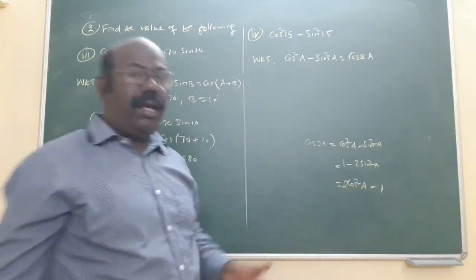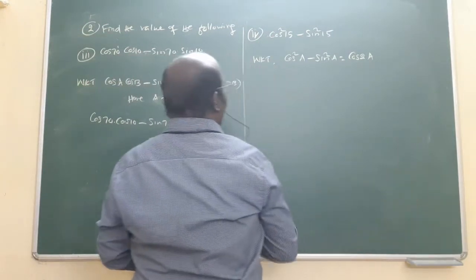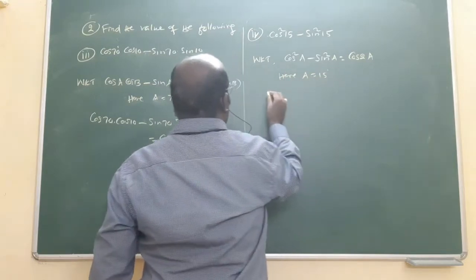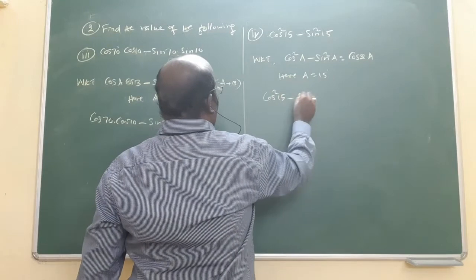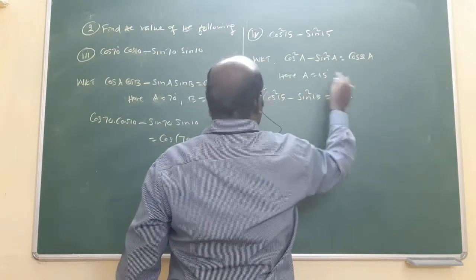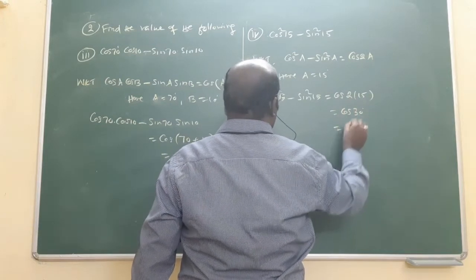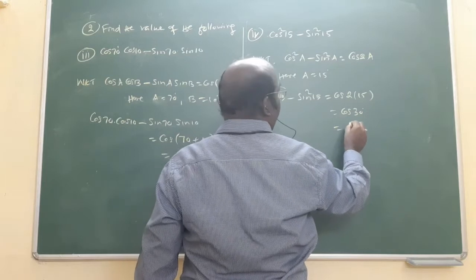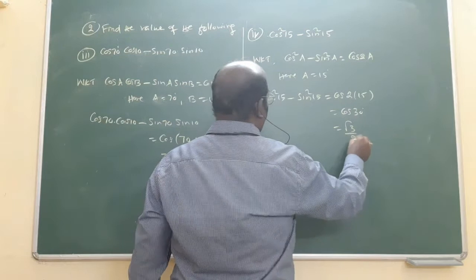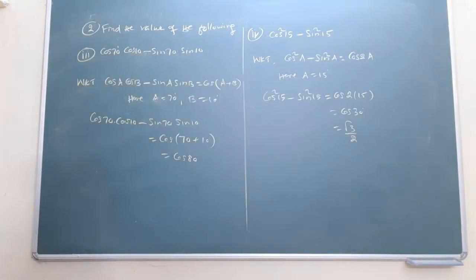Out of the 3 formulas, I am using the first formula. What is the reason? The question involves cos square and sin square. Here, A is only 15 degree. Therefore, cos square 15 minus sin square 15 is equal to cos of 2A, where A is 15, so cos of 2 into 15, which is 30 degree. Cos 30 is root 3 by 2, the answer. Am I right? Anyway, you must follow the formula clearly and you get the answer.